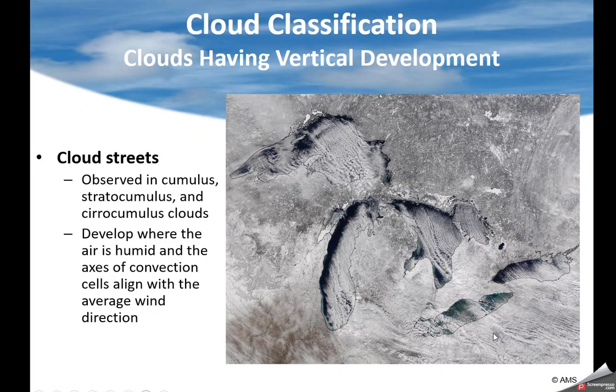If you were looking for lake effect snow, and I lived in this area of Ohio, I'm looking for a cloud streak coming down off of Lake Huron, and across Lake Erie. Two lakes provide more potential for water. I'm going to get heavier snowfall.